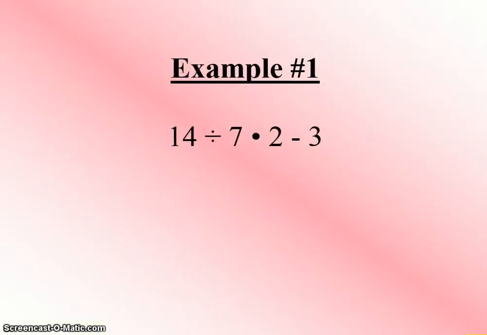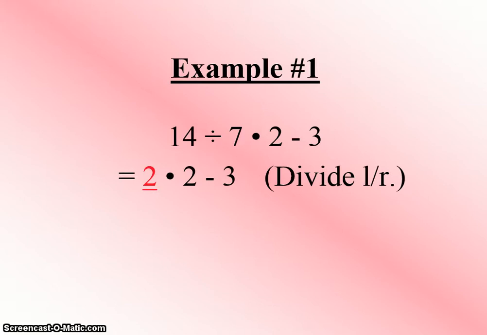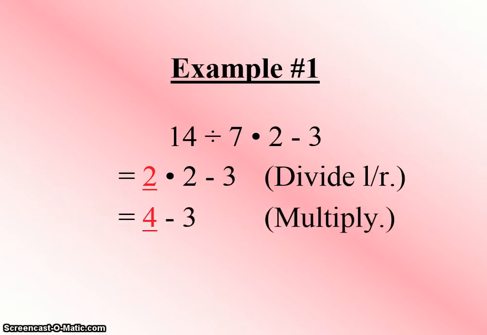Pretty simple. Example 1. Well, if you look at this, we've got multiply, we've got divide, and we've got subtraction. But once again, we apply the rule of left to right. So we're going to divide first because it's to the left, and then we're going to multiply and get 4, and then we're going to subtract and get 3.